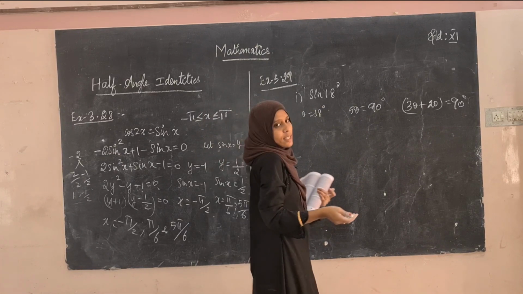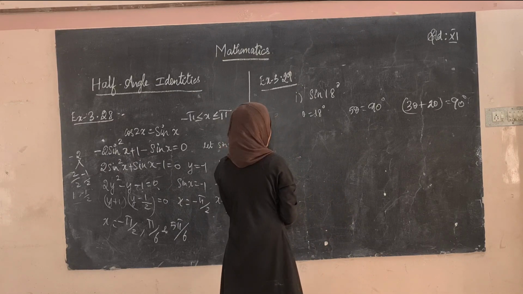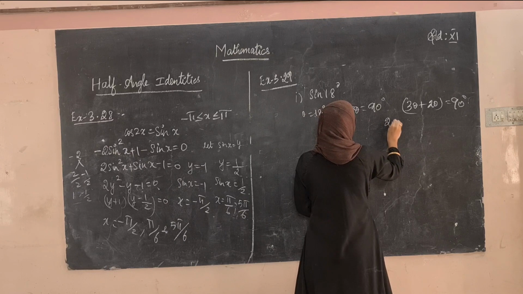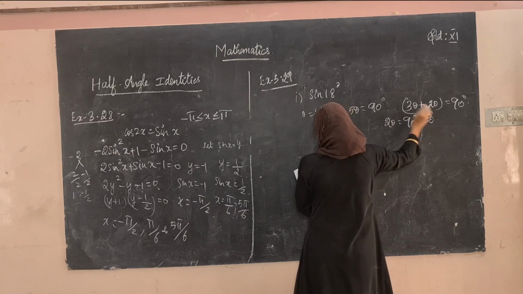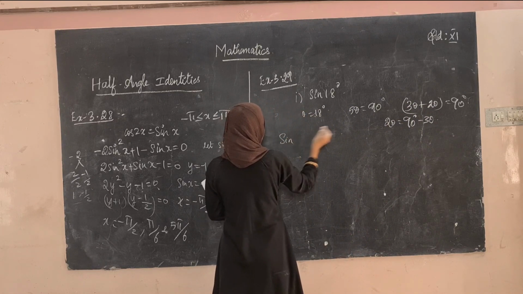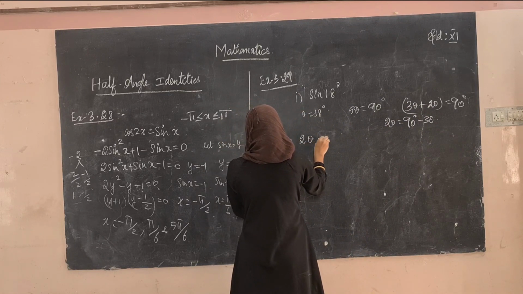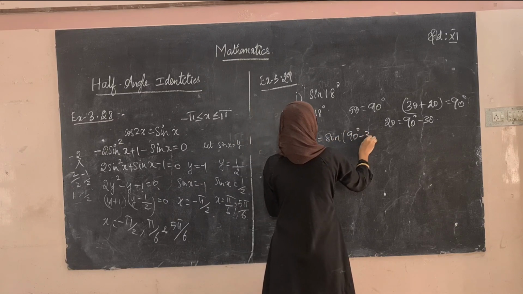So that's why we are changing it as 3 theta plus 2 theta. So 2 theta will be equal to 90 degree minus 3 theta. What is sin 2 theta? Then applying sin on both sides, sin 2 theta is equal to sin of 90 degree minus 3 theta.